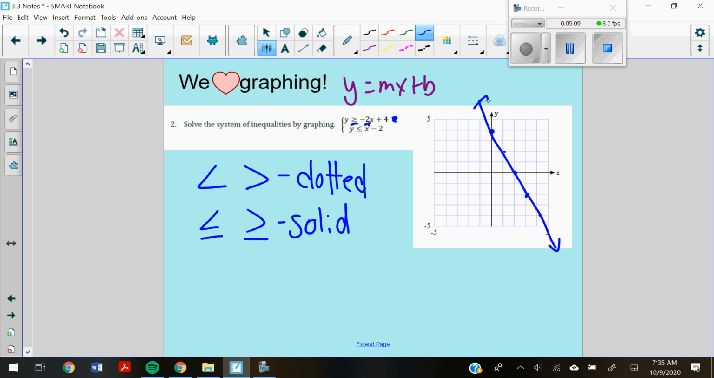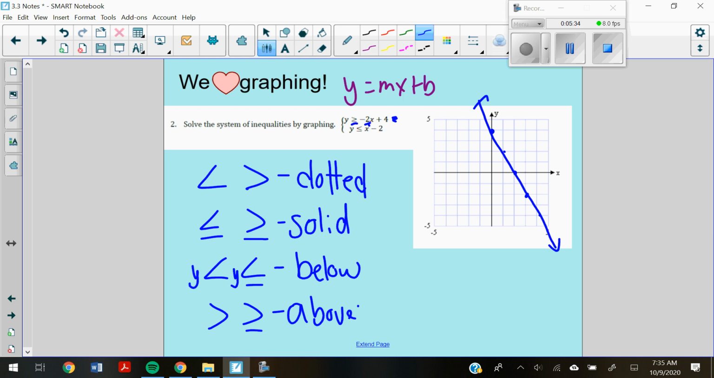Okay, then we have to decide which direction to shade. Again, this is on the board. This has already been written in your notes, but you can jot it again at the top of the notes if you don't remember. Less than or equal to is shade below, and greater than or equal to is shade above. Now these only work when the y is on the left side, and just the y, which we have in this. So if we see, we have a greater than or equal to, so I'm going to shade above.